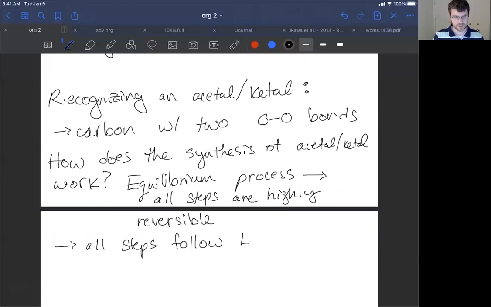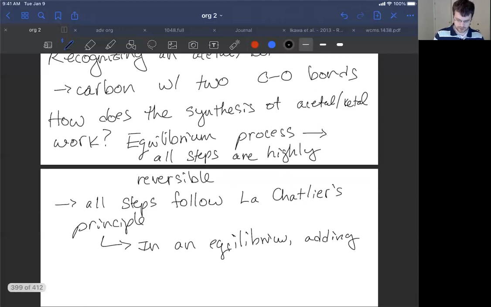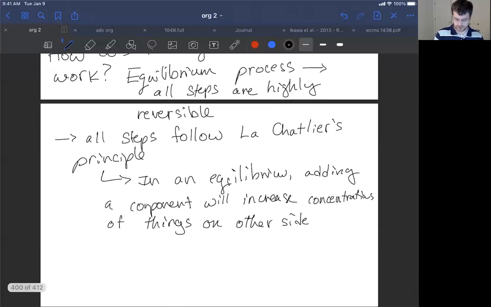Let's see. Somewhere in my notes is a spelling for Le Chatelier. Here we go. I don't know if this is right, it's just at least from my notes. Le Chatelier's principle says that in an equilibrium, adding a component to one side will increase concentrations or amounts formed of things on the other side. Okay, say it a different way.